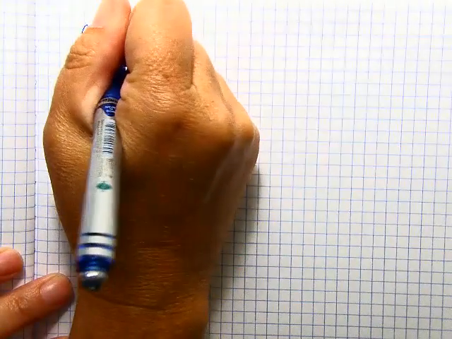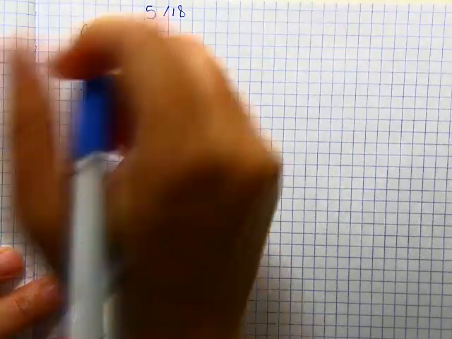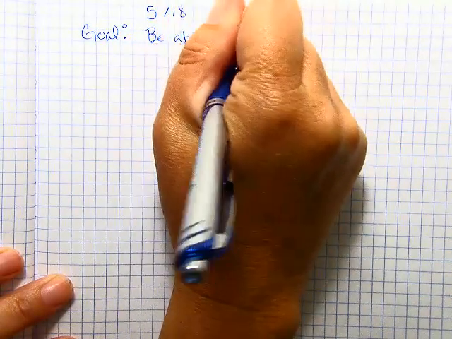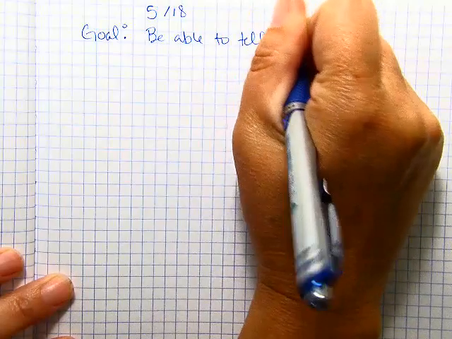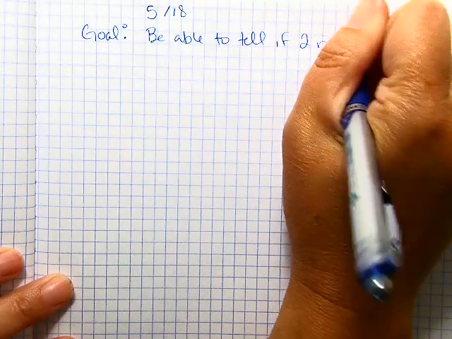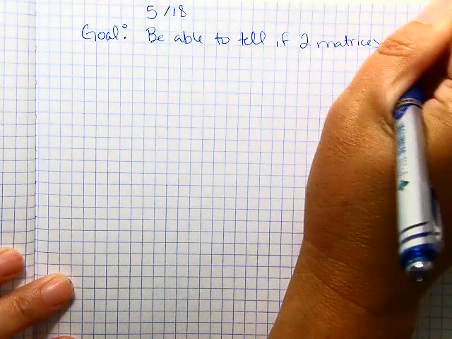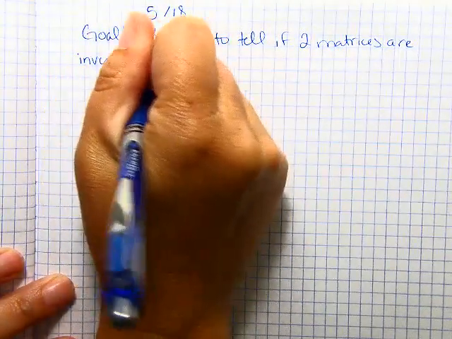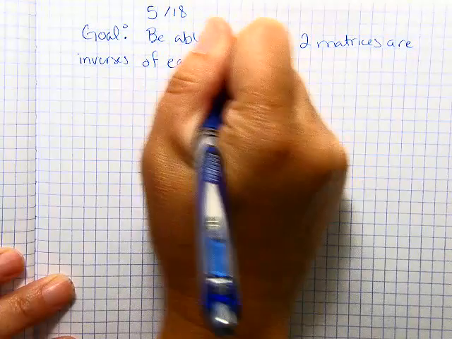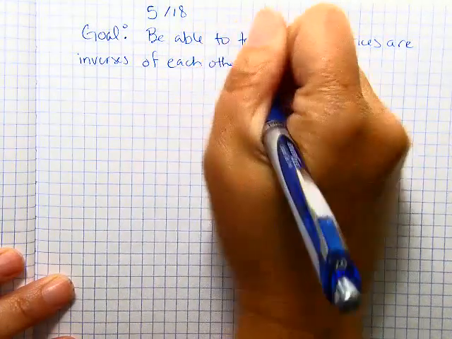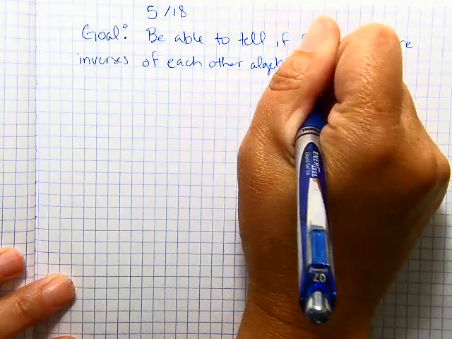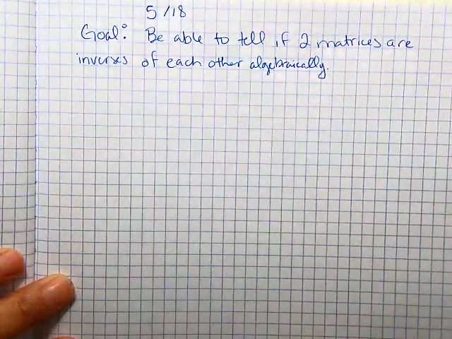Our goal is that we will be able to tell if two matrices are inverses of each other algebraically. This is not how I typically teach it, but I am breaking it down for you guys. So I'm doing one thing today and I'll do something different tomorrow.